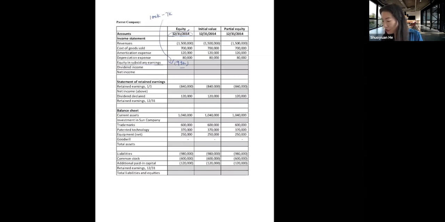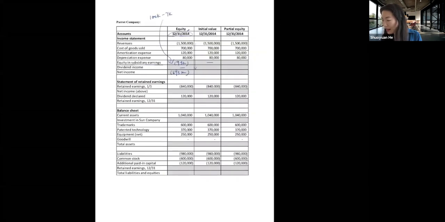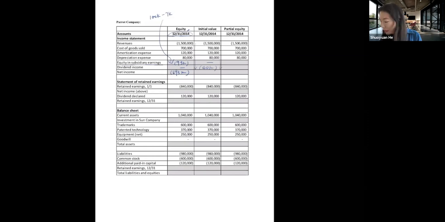So net income is going to be, if you add them all up, 693,000. If the parent is using the initial value method, the parent is not going to record any equity in subsidiary earnings, but instead it is going to record the subsidiary's dividend income as its income. So Sun Company paid out 40,000 dividend in the current year. So we record 40,000 here. And if you sum them up, that will give you 640,000.